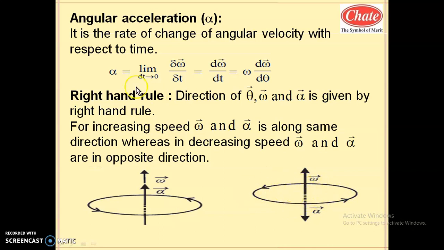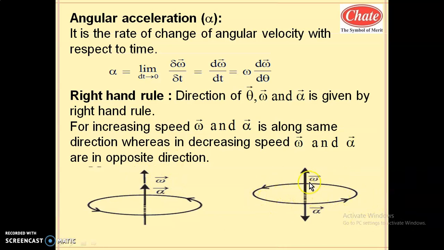As the speed goes on decreasing, this calculation becomes negative, because it is measured as final value minus initial value upon time. The final value will be less than the initial value, so the sign will be minus. So alpha will be minus as omega is decreasing. As alpha is minus, it is a case of retardation. In that case alpha will be downward and omega direction will be upward. So it is said that in decreasing speed, omega and alpha are opposite to each other, and in increasing speed, omega and alpha are in the same direction.